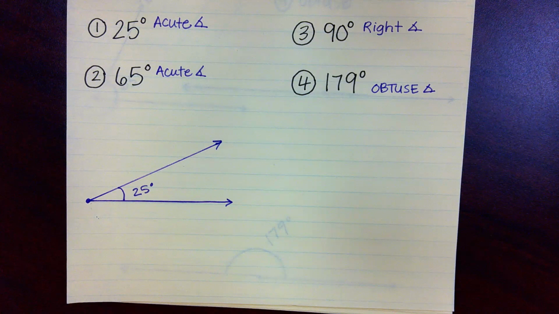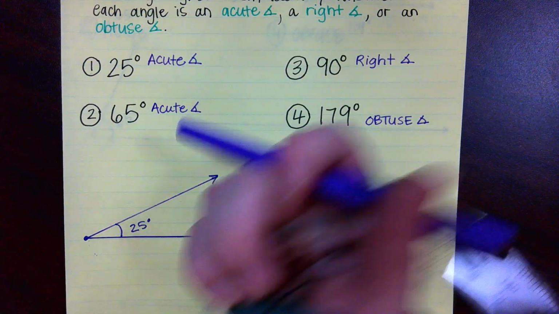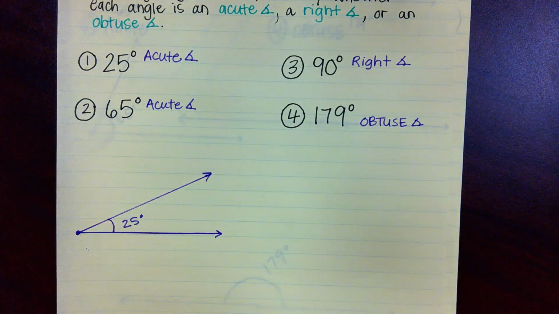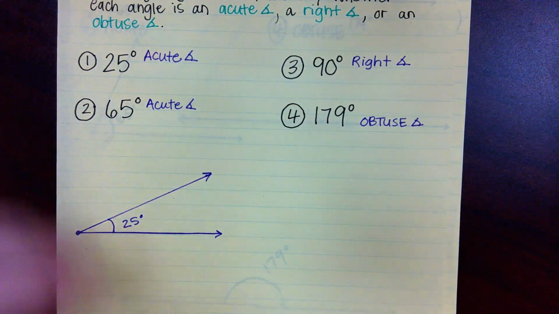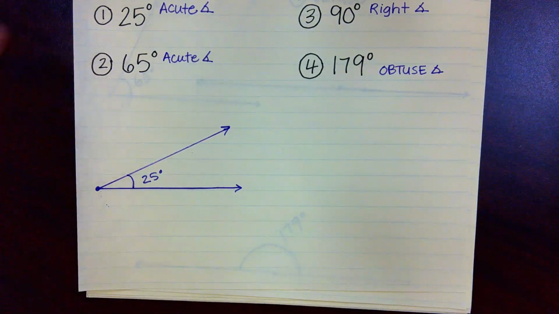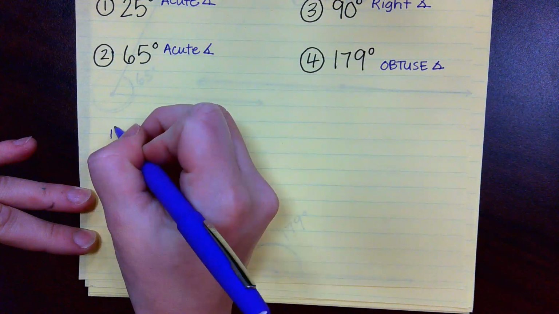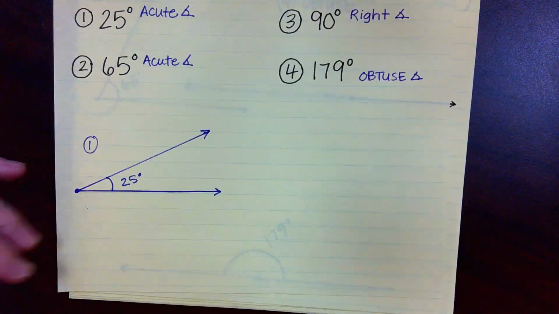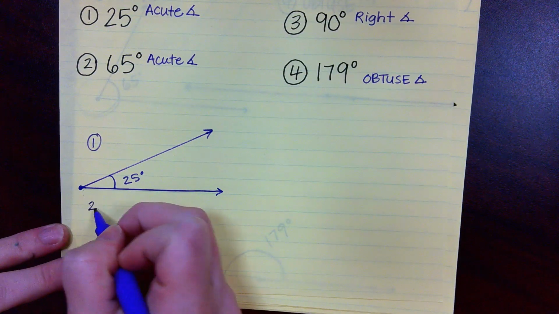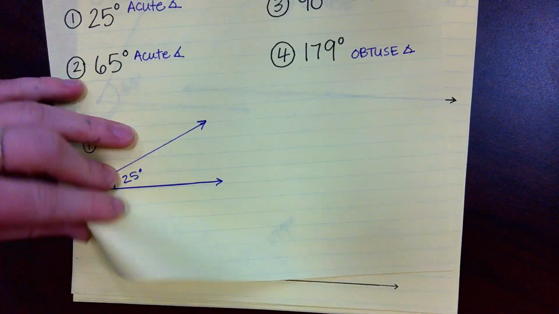Okay. So we did number 1, the 25 degree angle is acute, and we drew a 25 degree angle. So let's do number 2 now. We said that it was an acute angle because it is less than 90 degrees, and now we're going to draw that 65 degree angle. So here, I'll label this. That was number 1. I'm going to put number 2. I don't know if I can fit it under here, but I'm going to try.